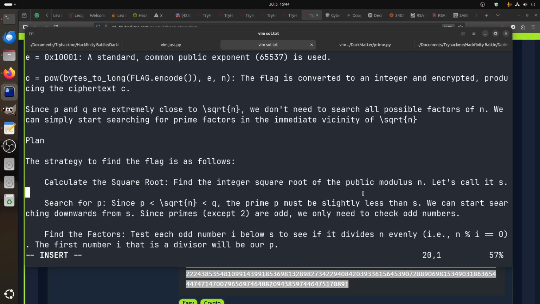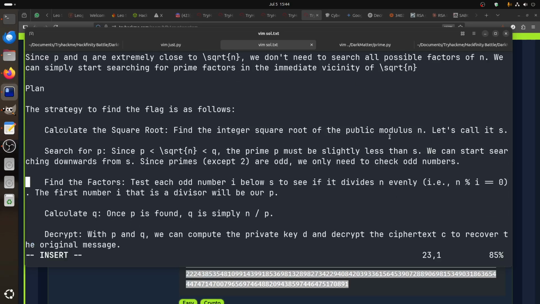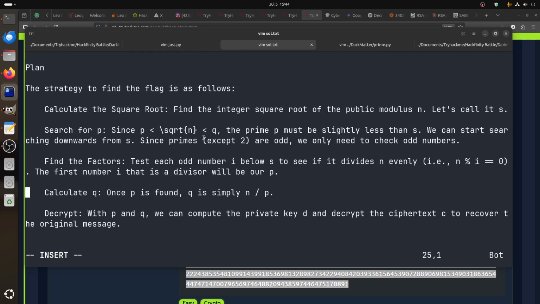So the strategy to find the flag is as follows. Calculate the integer square root of the public modulus n, let's call it s. Search for P: since P is less than Q, the prime P must be slightly less than s. We can start searching downward from s. Since primes except 2 are odd, we only need to check the odd numbers, and if we find it, we go back to normal RSA and decrypt our message.